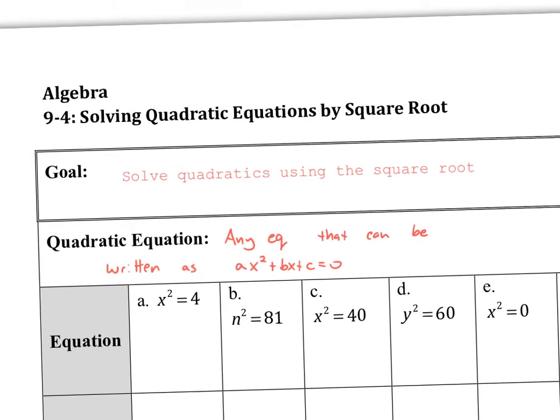All right, on this beautiful day, we're going to be solving quadratic equations using our friend the square root. First off, quadratic equation. It's any equation that can be written in this form.